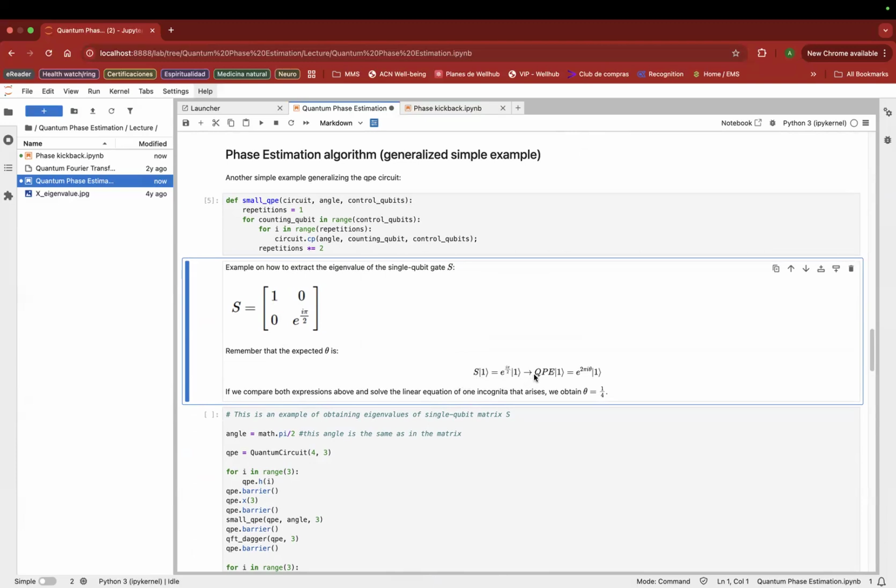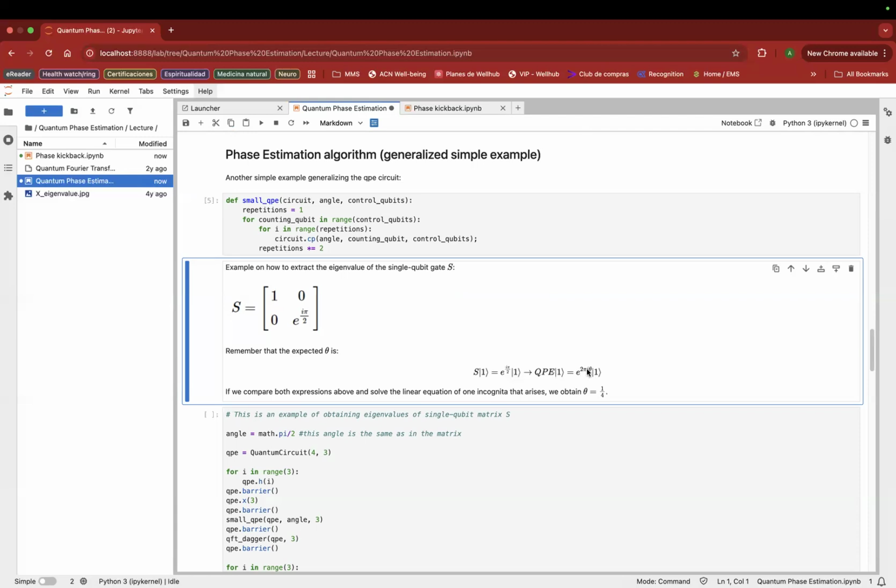So when we apply the quantum phase estimation algorithm over the target qubit 1, in a single qubit, we get this phase.